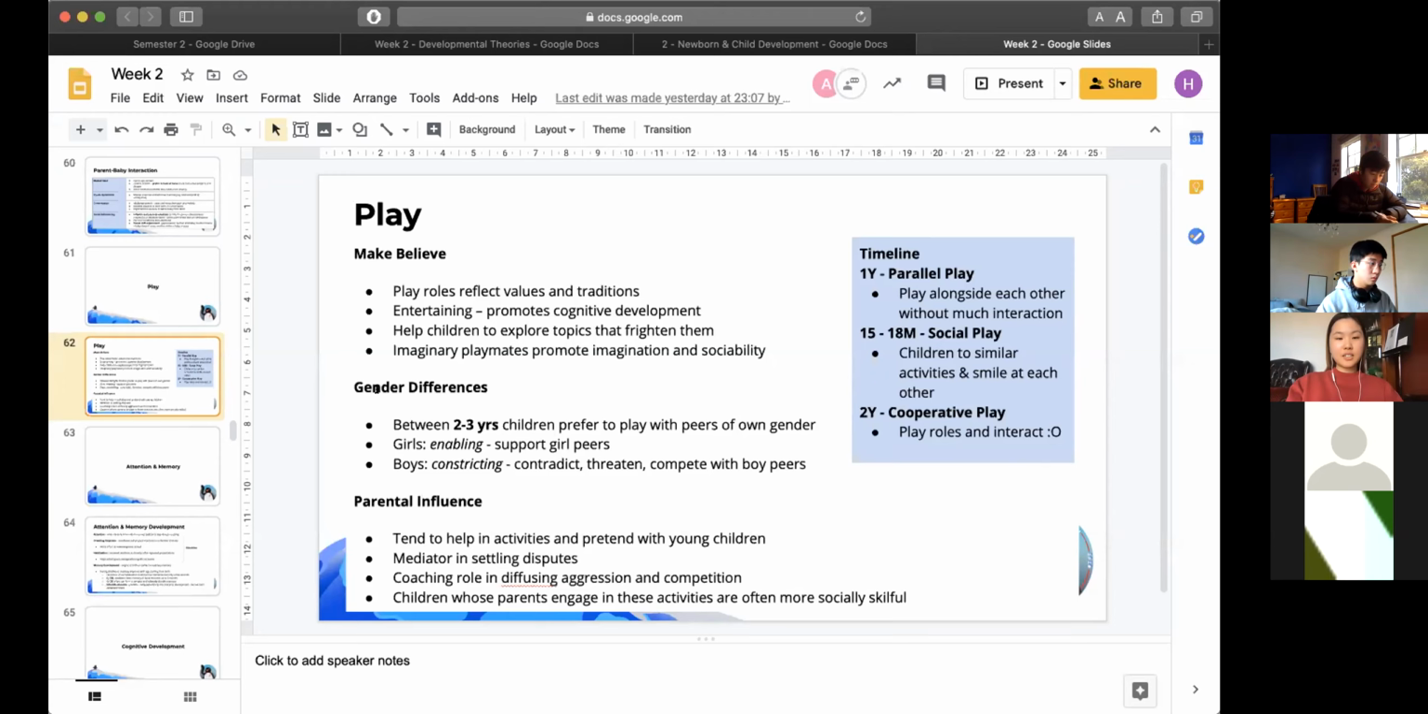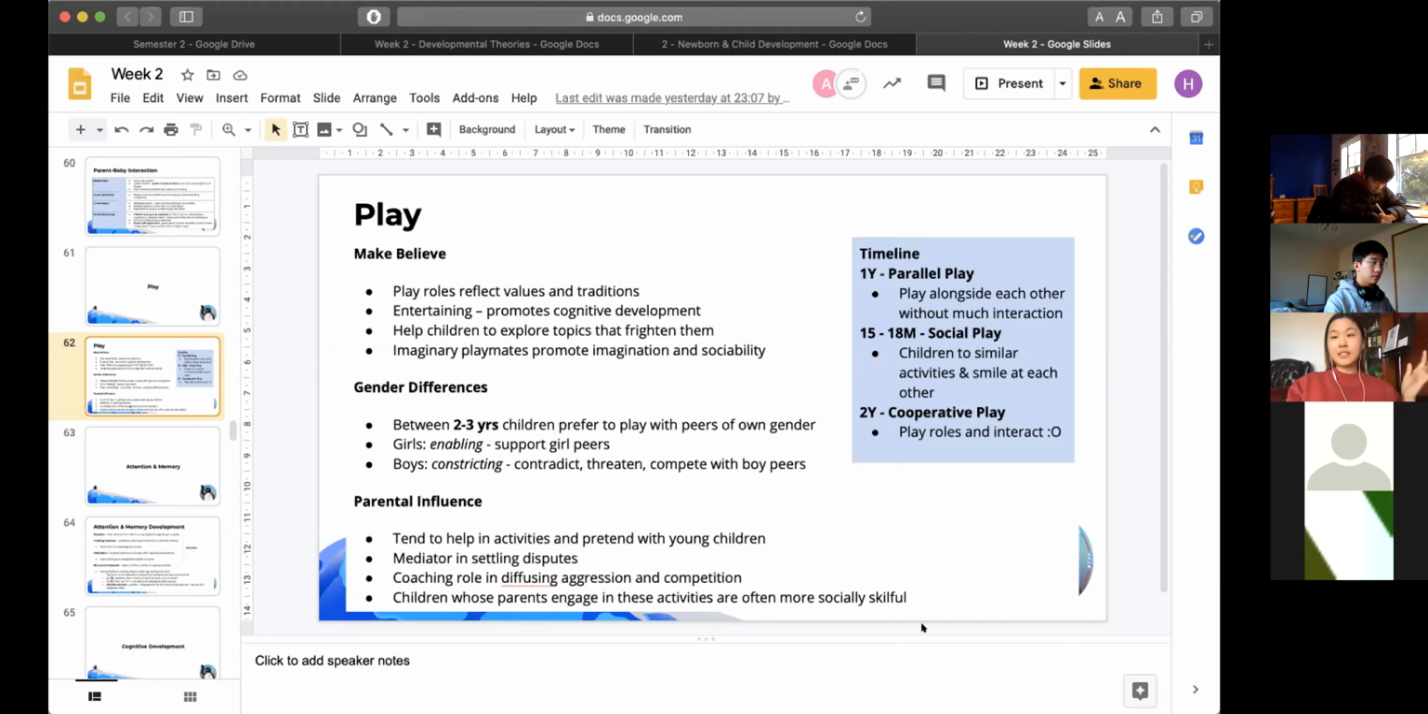So some gender differences that we'll see. Between 2 to 3 years old, children prefer to play with peers of their own gender. Girls are often enabling, so they support each other. Boys are often constricting, so they're often very competitive. From a very young age, they're very competitive, kind of asserting their male territory or something, I don't know. But yeah, girls supportive, boys competitive. Obviously, this isn't absolute, guys, but this is just what we have observed to be the general norm.